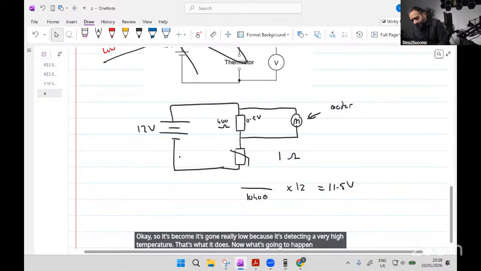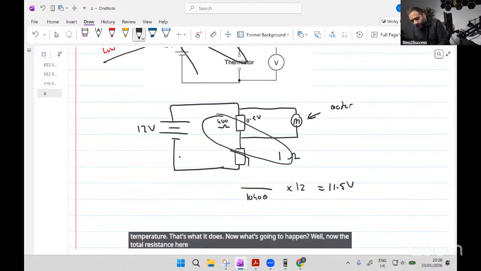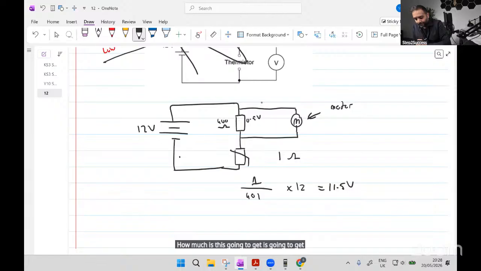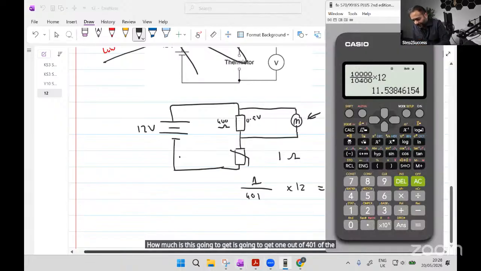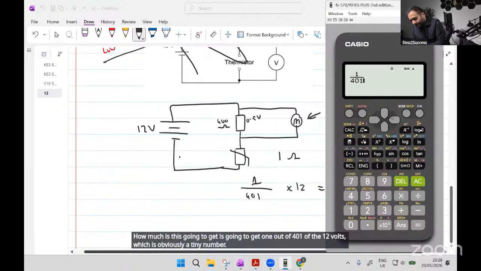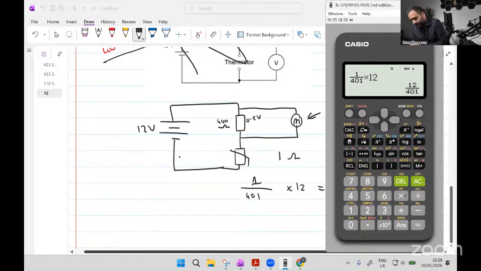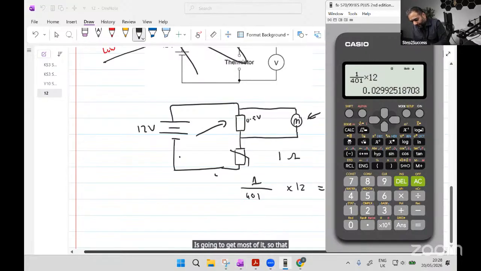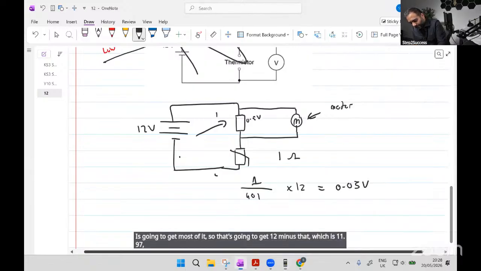Now what's going to happen? Well, now the total resistance here is 401. How much is this going to get? It's going to get 1 out of 401 of the 12 volts, which is obviously a tiny number. 0.03. And the other one is going to get most of it. So that's going to get 12 minus that, which is 11.97, basically all of it.